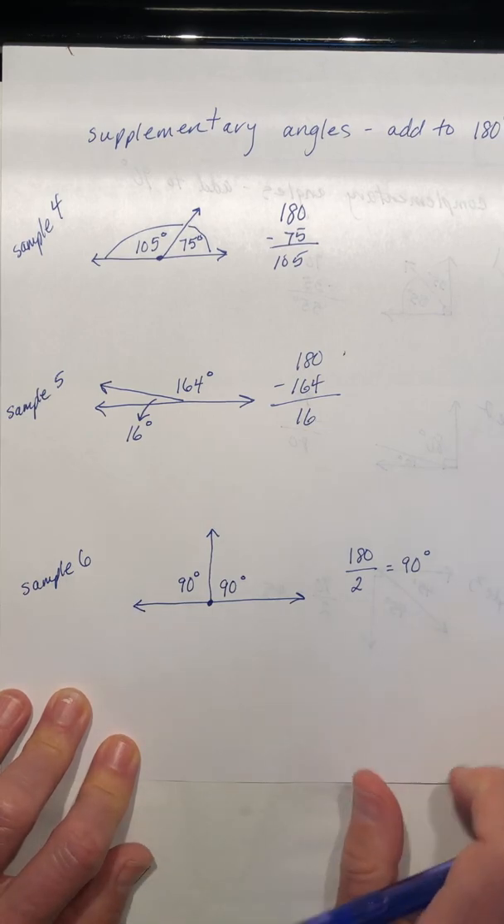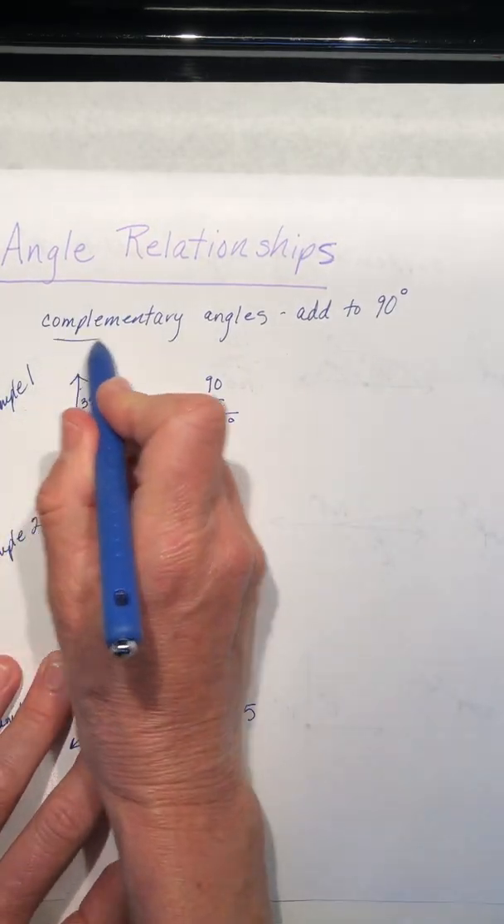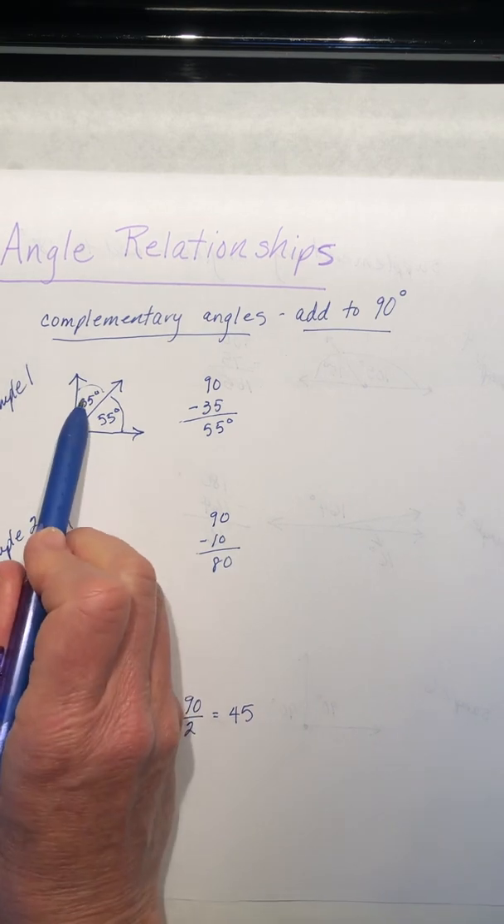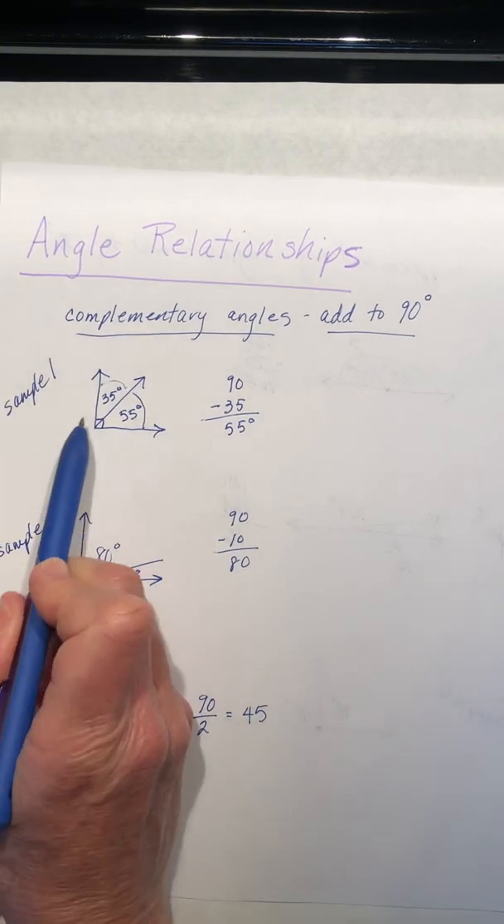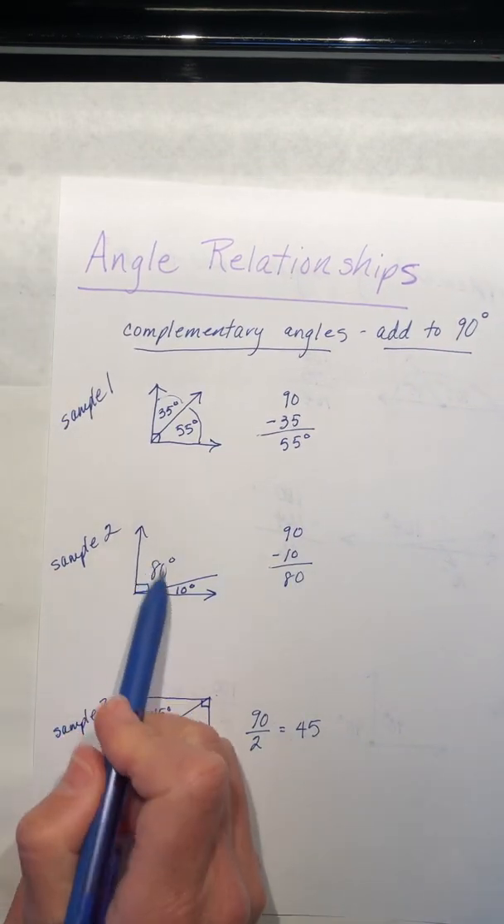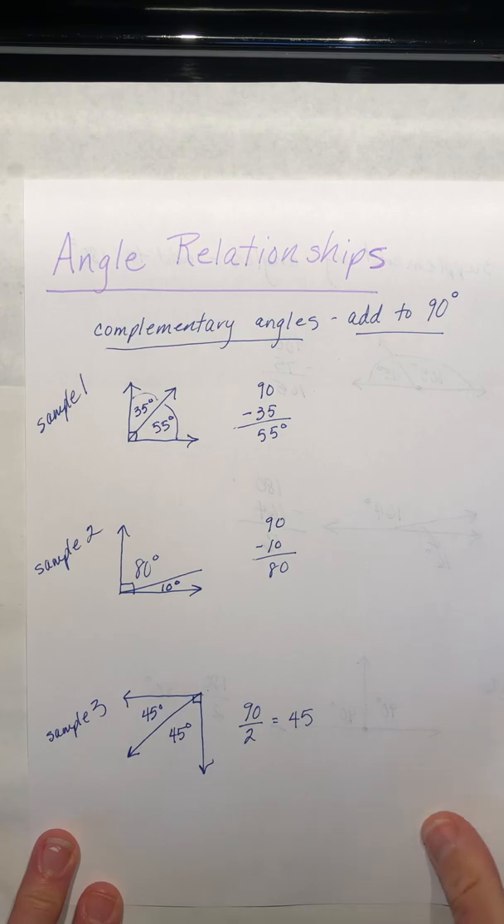So that's it. Let's do a quick review. So complementary angles add to 90 degrees. No matter what the two angle measurements are, they have to add up to 90. So this pair is complementary, and this pair of angles are complementary angles. They add to 90 degrees.